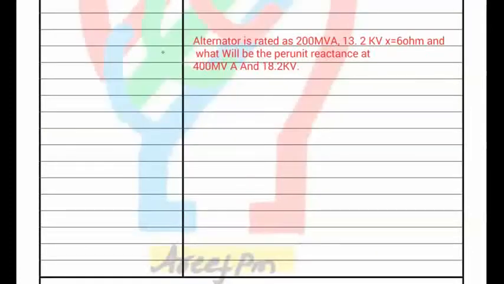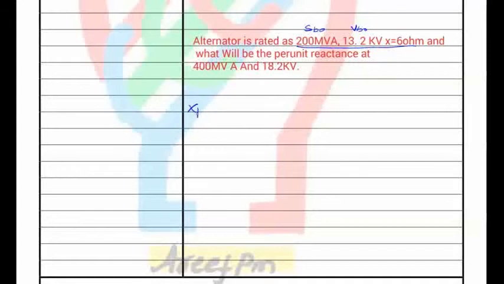And the second question on the screen: the alternator is rated as 200 MVA, 13.2 kilovolts, and X is equal to 6 ohms. What will be the per unit reactance at new values? In this case, first we have to take this as the old value, that is S base old, and this is the V base old value, and this is the actual value. Now first we have to convert these values into per unit values. So we use the previous formula only.